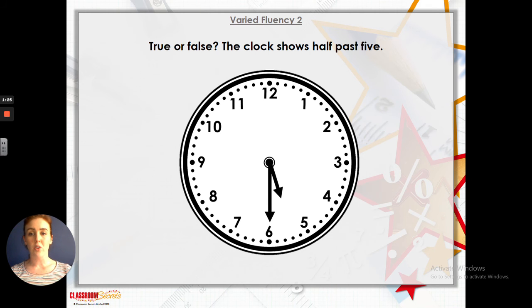Question 2, true or false? The clock shows 5:30. Now the hour hand has just gone past the 5 and I can see that the minute hand is pointing at the 6. So I think that's true, that it is showing 5:30. Well done if you got that one right.